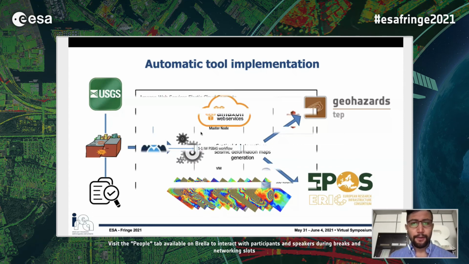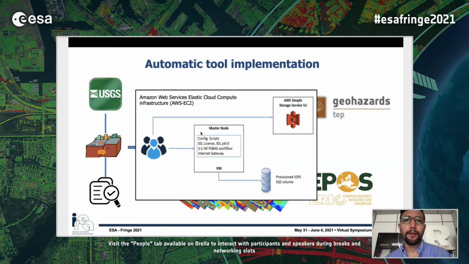So this is just to talk about the implementation of the cloud computing. We are using the Amazon Web Services Elastic Compute Cloud infrastructure, implementing all the scripts that I am working on, and we store everything in the S3 storage service, which makes it possible to finish all the maps that I am generating in an automatic way.